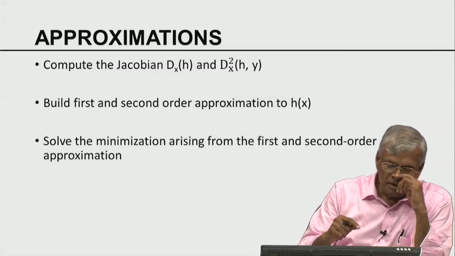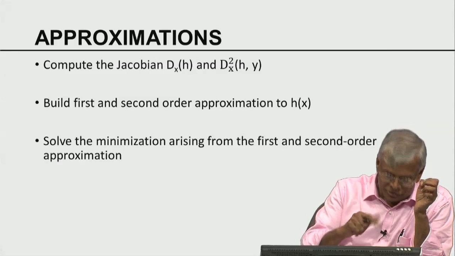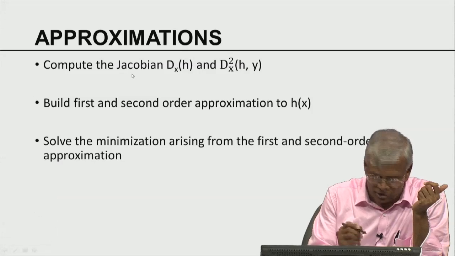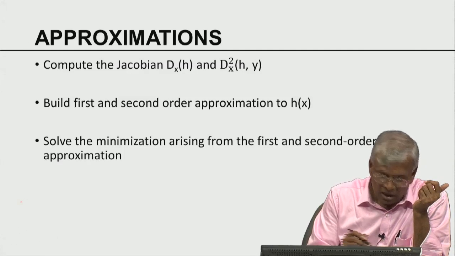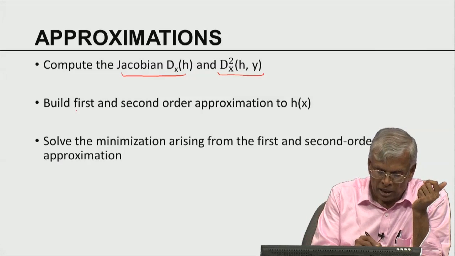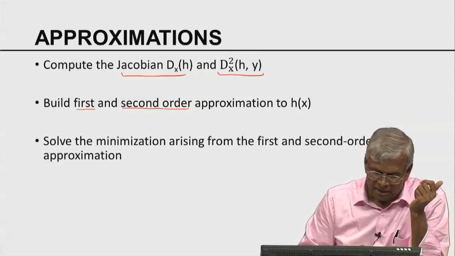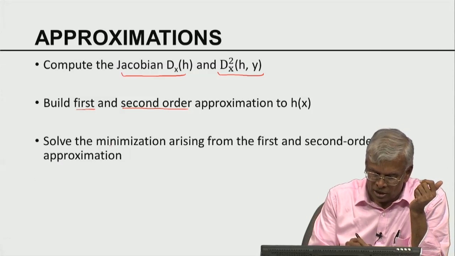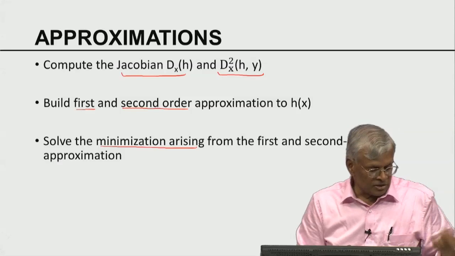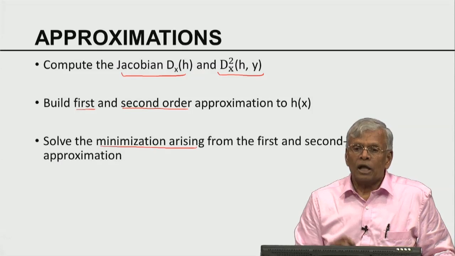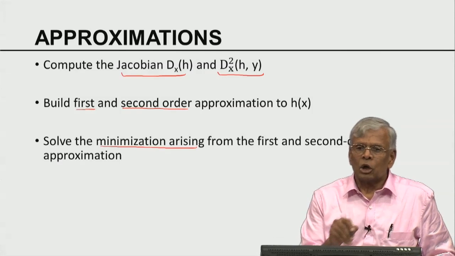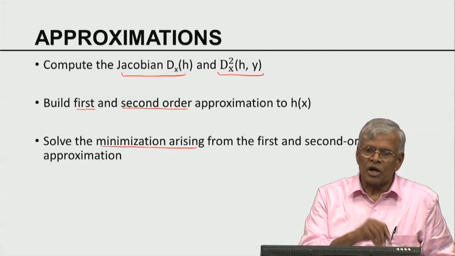So I am going to now illustrate some of the major steps here. So what we need to do, you know H, so you need to be able to compute the Jacobian, you need to compute the Hessian term, you can build the first order as well as second order approximation, then you can do the minimization arising from the first order and as well as the second order approximation. And also I would like you to utilize this problem to be able to compare the quality of the solution for the first order and the second order.